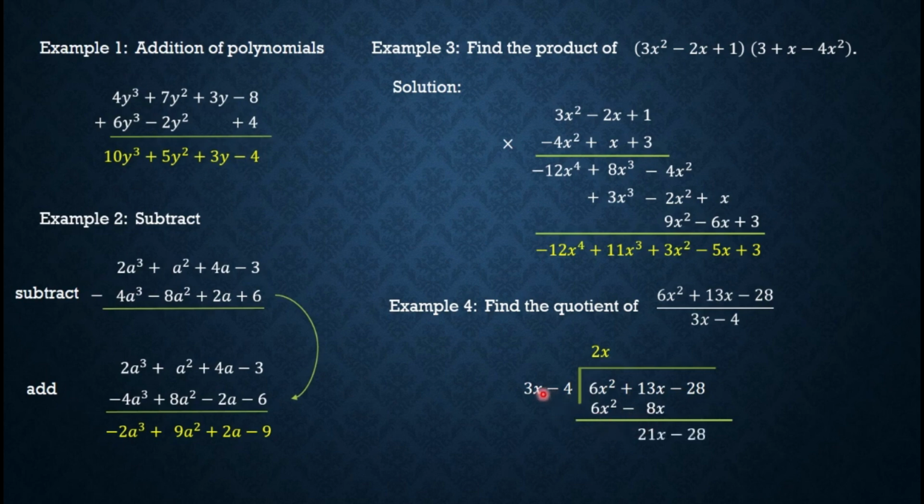So, 21x minus 28 divided by 3x equals 7. So, 7 times 3x is equal to 21x. 7 times negative 4 is negative 28. So, subtracting, it is equal to 0. So, the final answer is 2x plus 7.